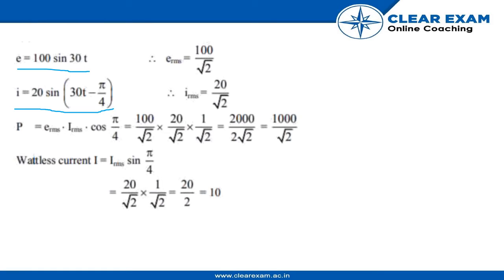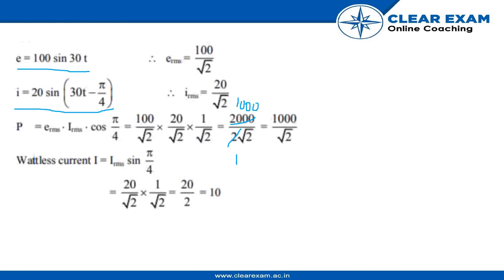Now we have to calculate P, and for that we know the formula is I RMS into E RMS into cos pi by 4. Now we are simply going to calculate this, which is 100 by root 2 into 20 by root 2 into 1 by root 2. And here simply 2000 by 2 root 2 would be simplified to 1000 by root 2.